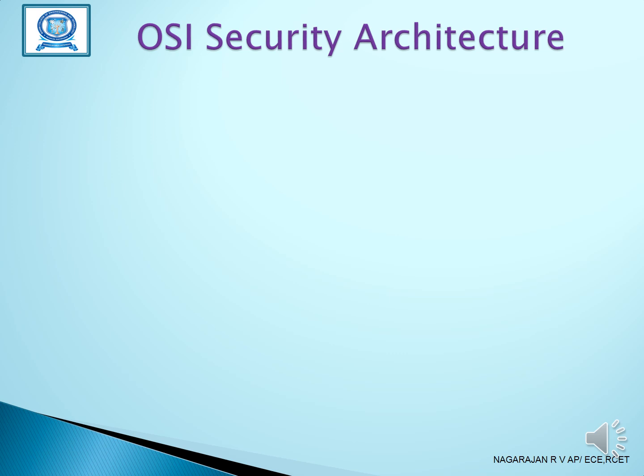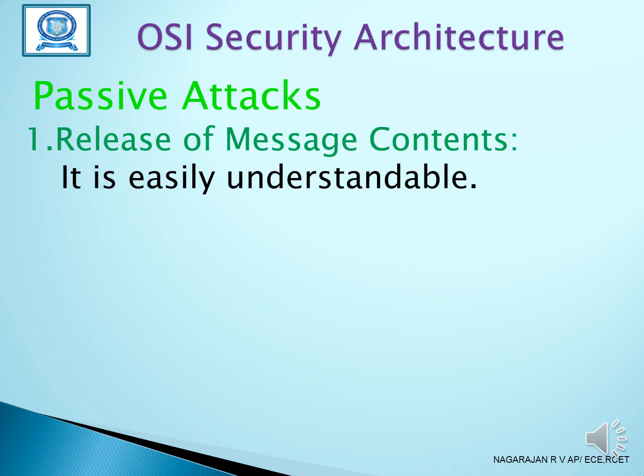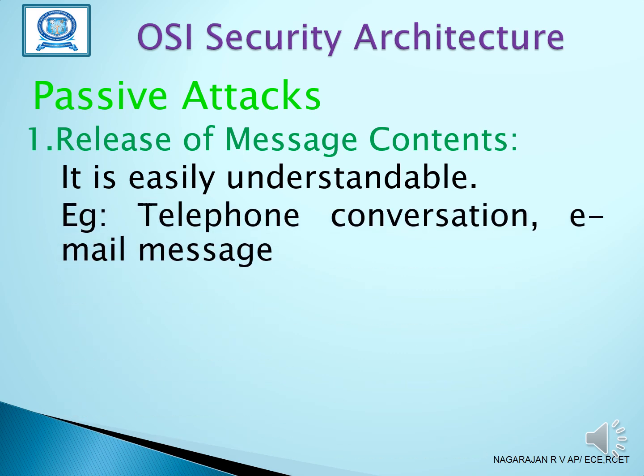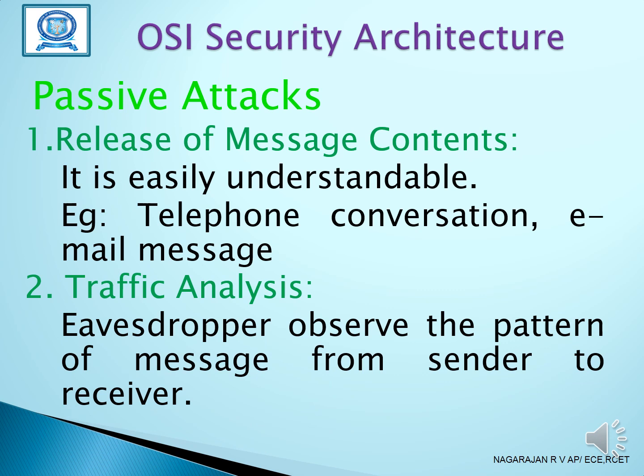So in this OSI security architecture, we know that we have two types of attacks: passive attacks and active attacks. In passive attacks we have two types. One is release of message content, which is easily understandable by the hacker, for example telephone conversation and email messages. The second one is traffic analysis, where the eavesdropper observes the pattern of messages from sender to receiver.